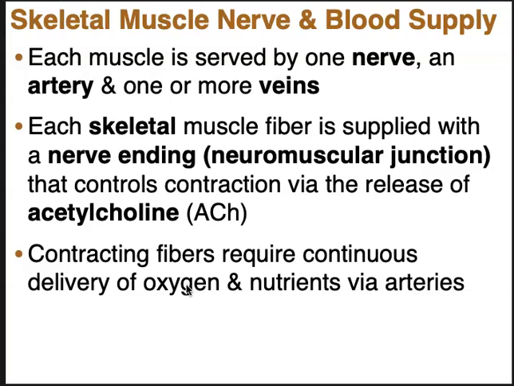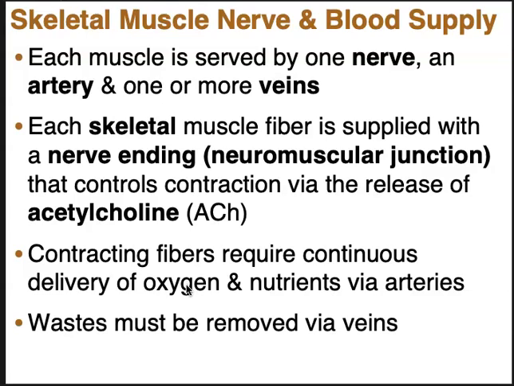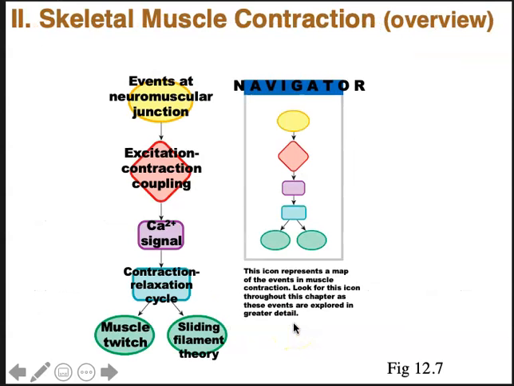Contracting fibers require a continuous supply of oxygen and nutrients, and that happens via arteries. And waste, of course, must also be removed, and that occurs via veins. So nerve supply function to stimulate, arteries to provide nutrients and oxygen, veins to remove waste and carbon dioxide.